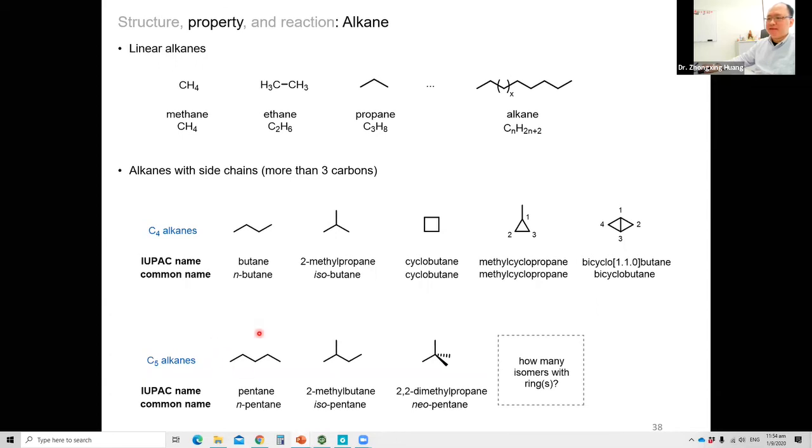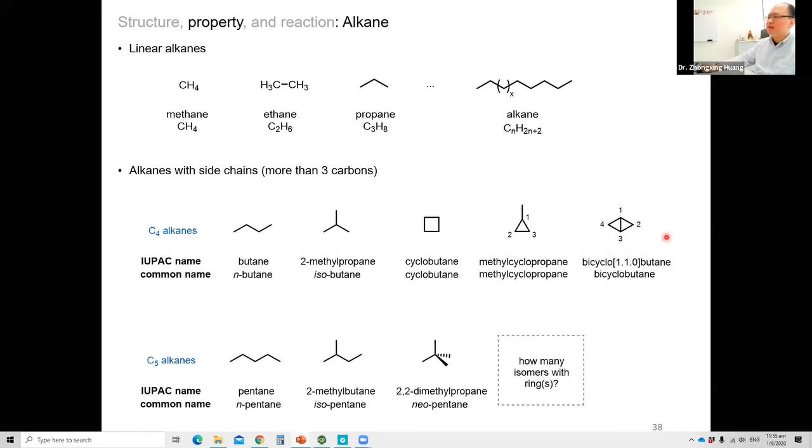And then you have, let's say, the 5-carbon alkanes. You have pentane, 2-methylbutane, and 2,2-dimethylpropane. That's without any rings. If you are interested, you are welcome to figure out how many alkane structures with rings C5 can afford. For C4, we have 3. It is a good guess that C5 has more structures with rings in it.